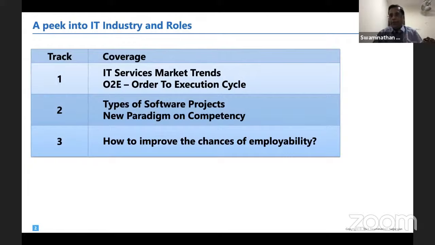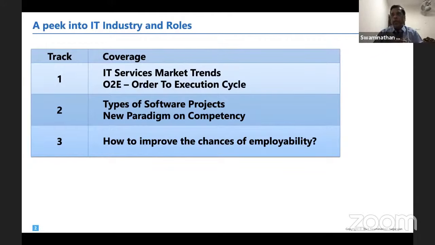If you see, not only because of COVID, but because of a lot of other factors, the market has been changing. There are a lot of constraints, a lot of new challenges. So how is the market reacting to it? Then we will look at the cycle. As a result of this cycle, what are the types of projects we can expect?